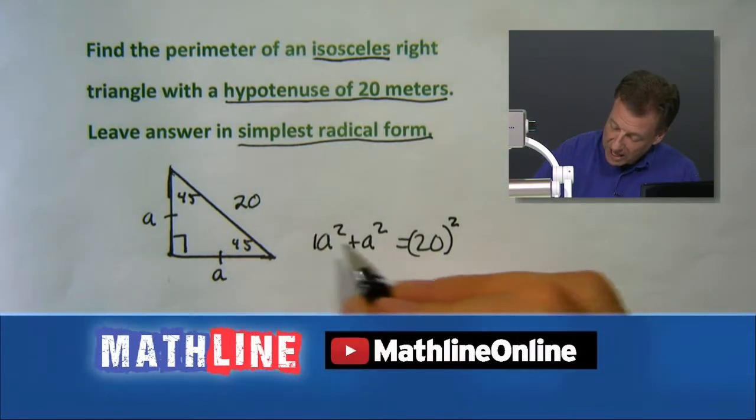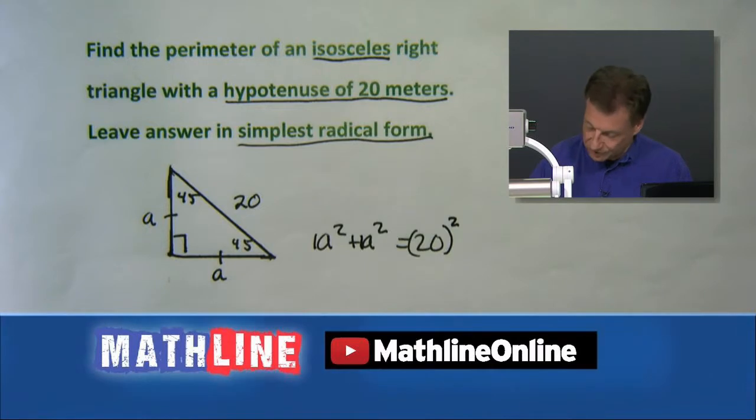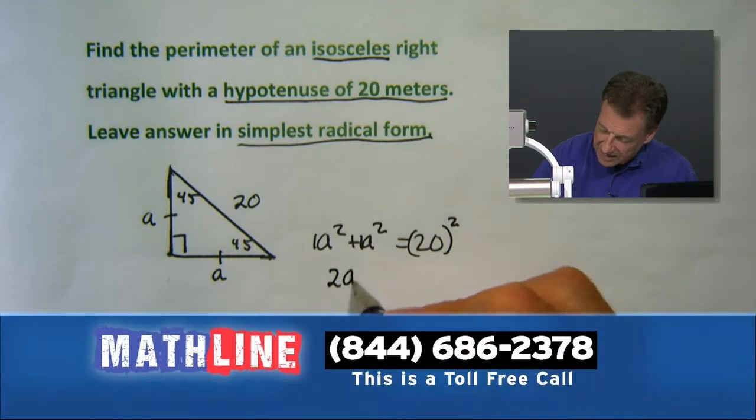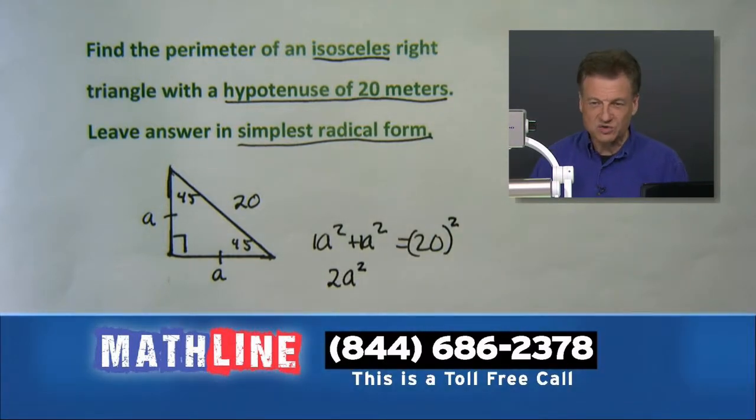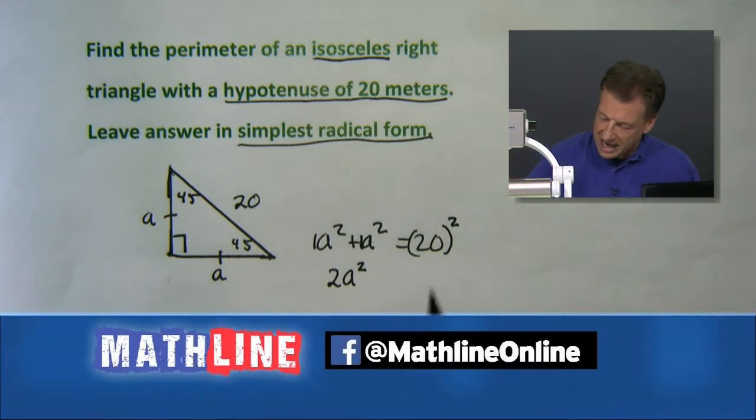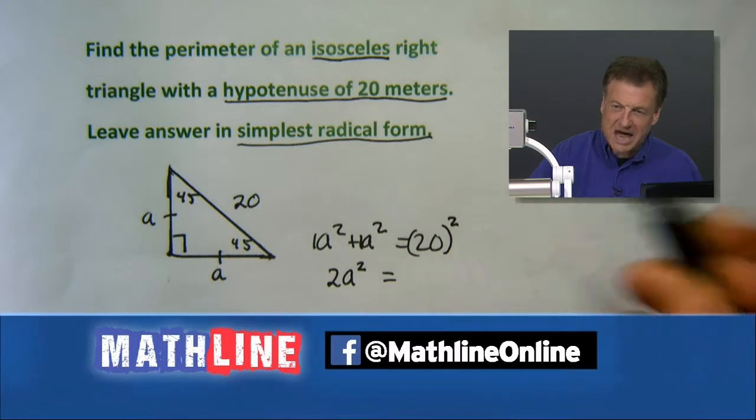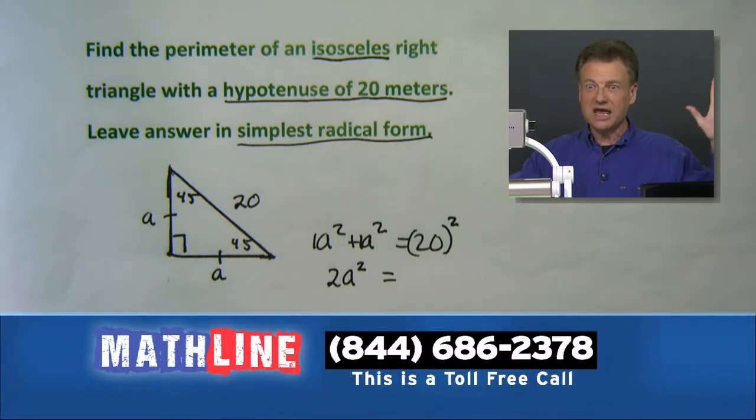How about it? 1 plus 1, everybody good on that? 2. And the A squareds are still A squared. They do not change to A to the 4th. Do not add the exponents. Equals, on the other side, 20 squared, I'm looking at 400.